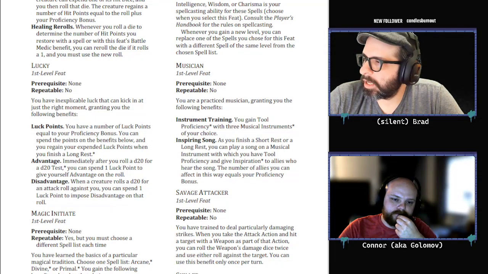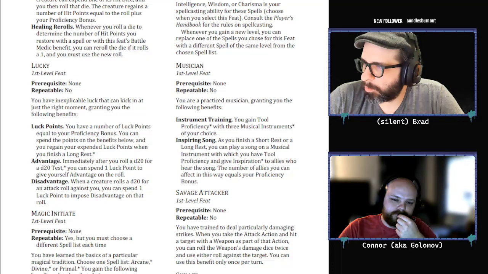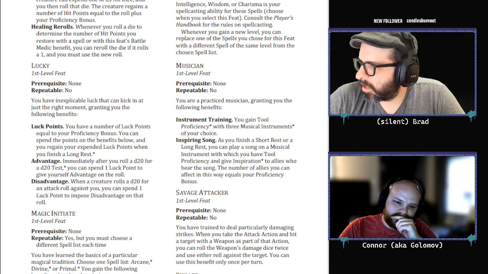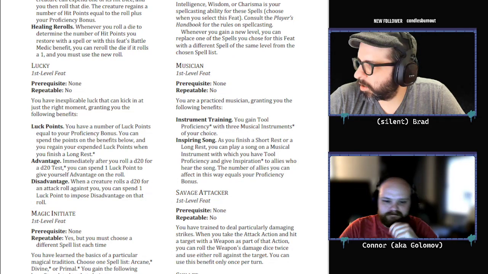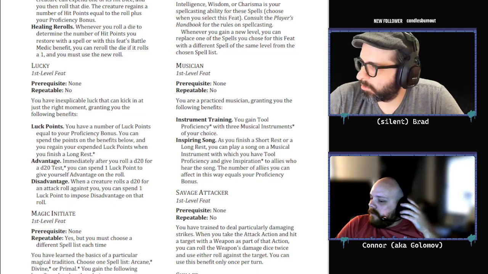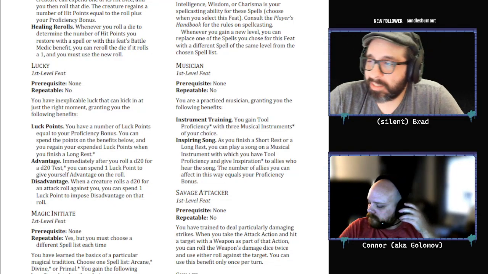So Lucky used to be 3 luck points. You can use it on a d20 roll after you roll but before the outcome, and you choose which you get, and then you can spend 1 when an attack roll is made against you, and you regain your luck points on a long rest.